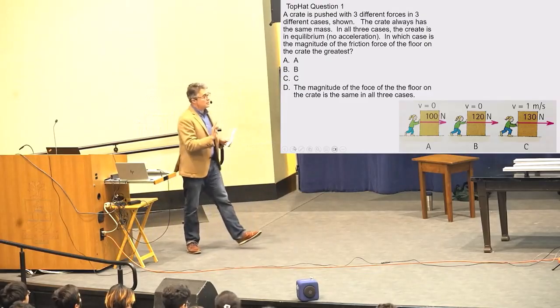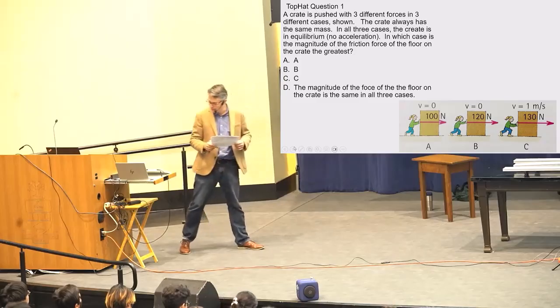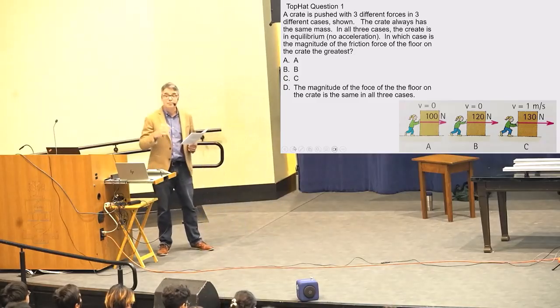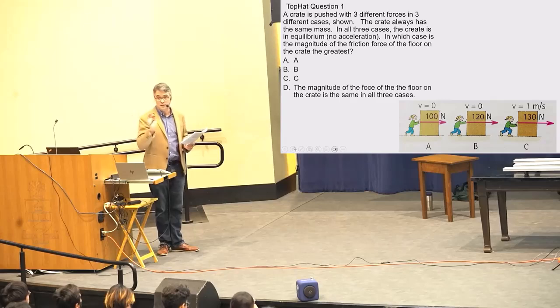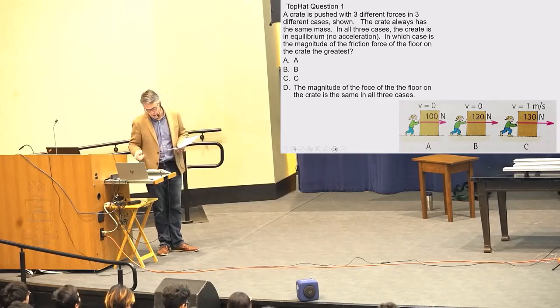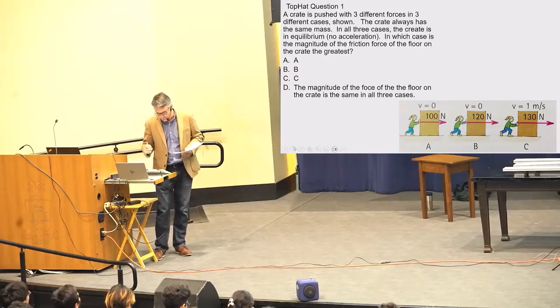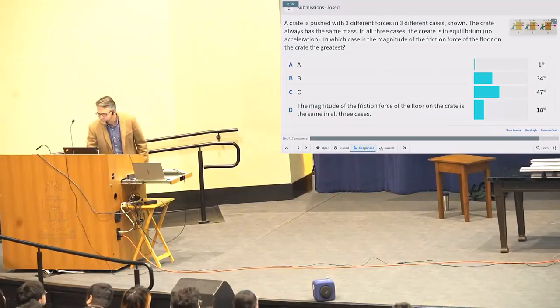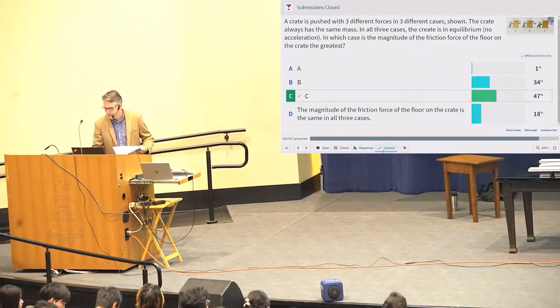And in the second case, she gets it moving, and she's pushing with 130 newtons. But the velocity is constant at 1 meter per second. In which case is the magnitude of the friction force of the floor on the crate the greatest? Ooh. So the one that I like there, I think it's C.